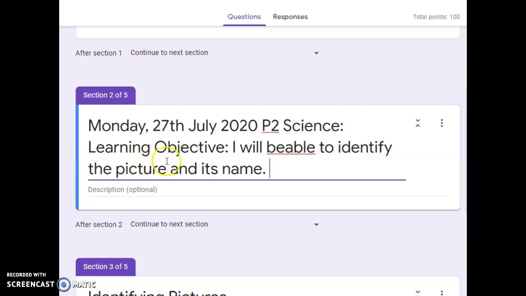So our learning objective for today, or our learning target, is that I will be able to identify the picture and its name.